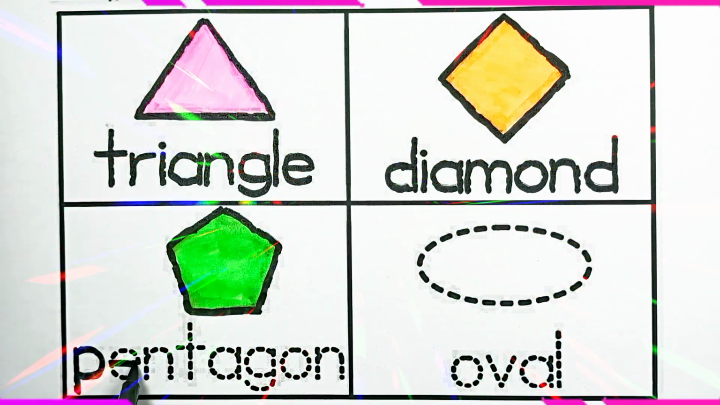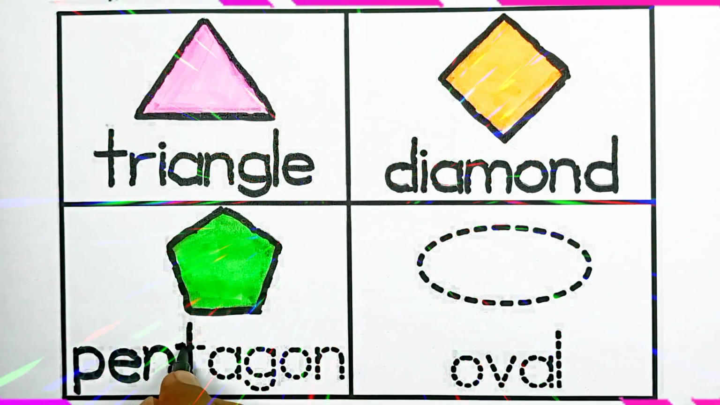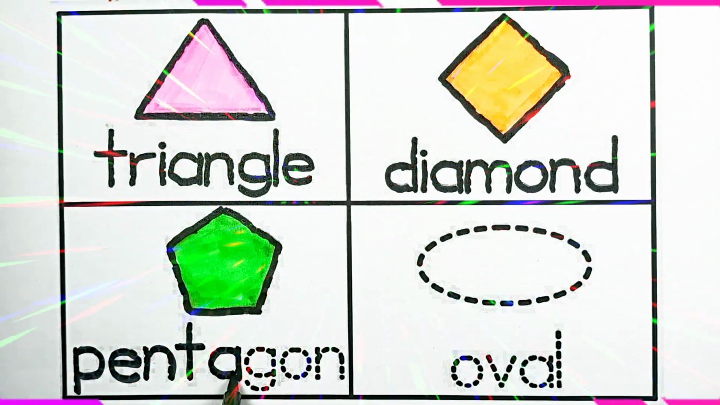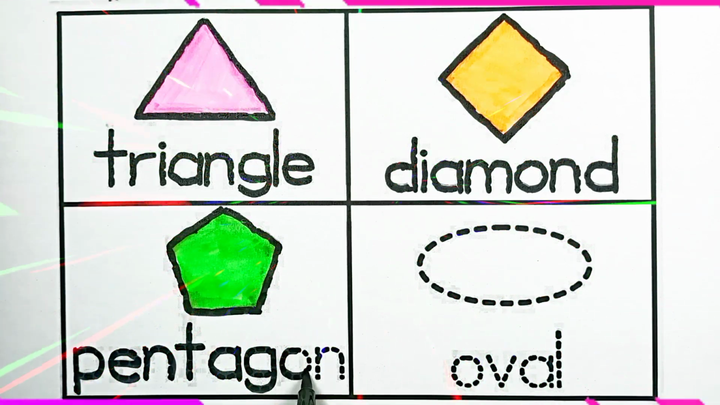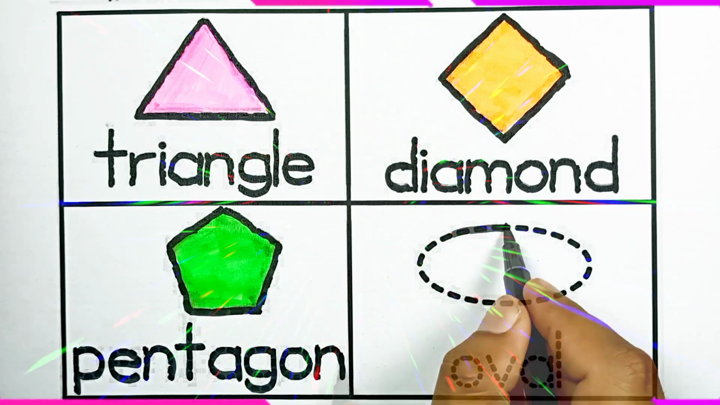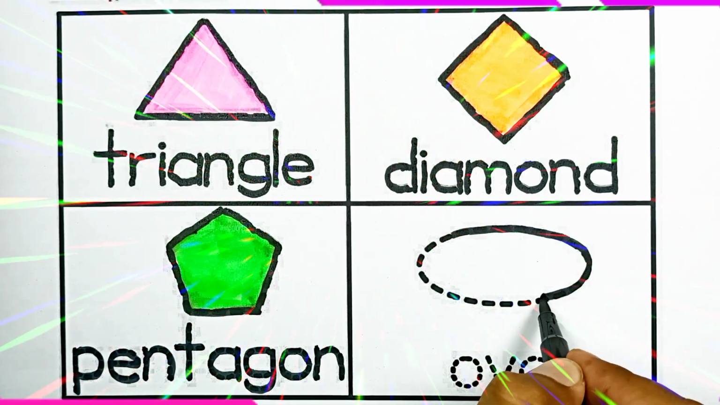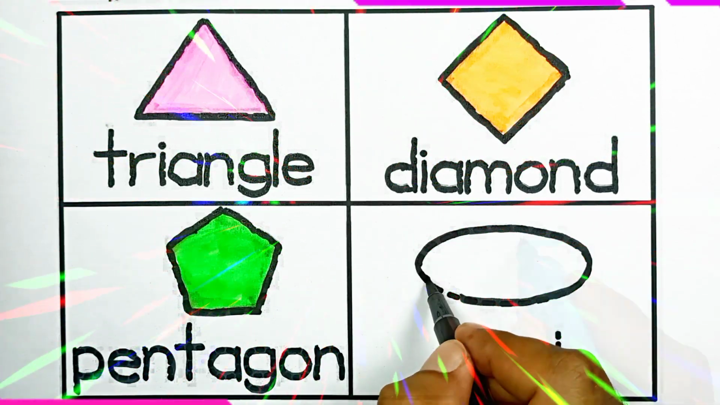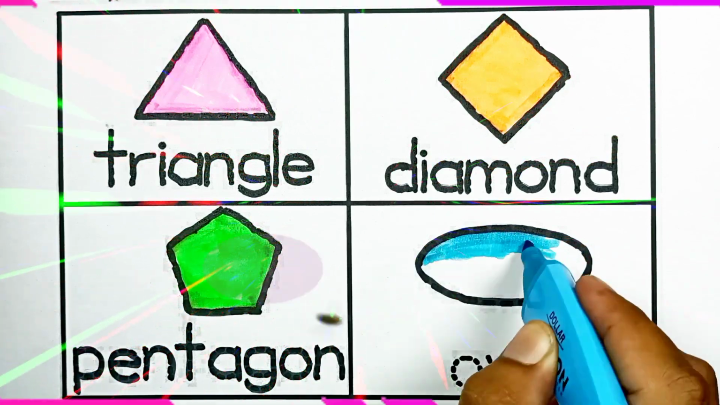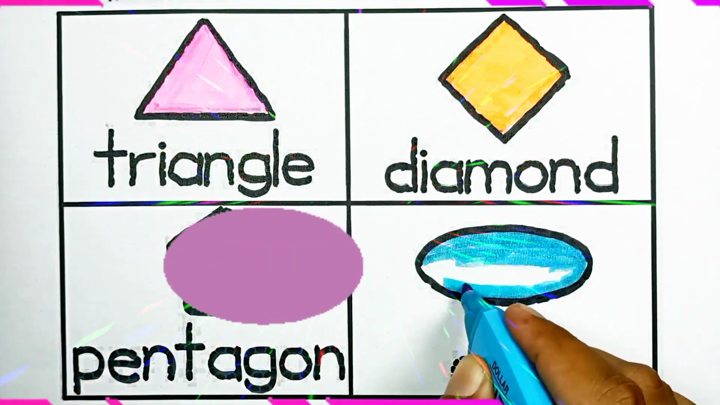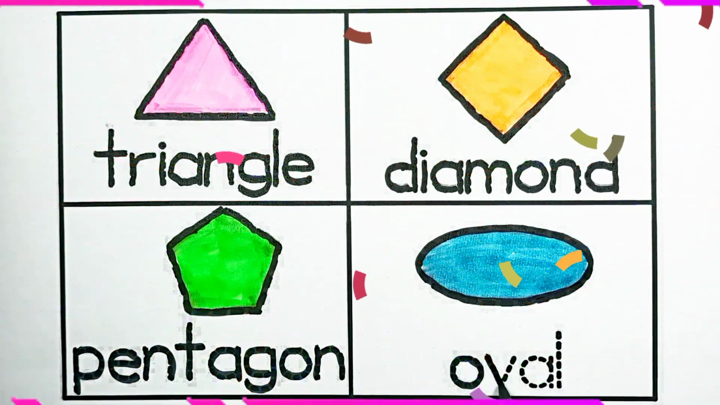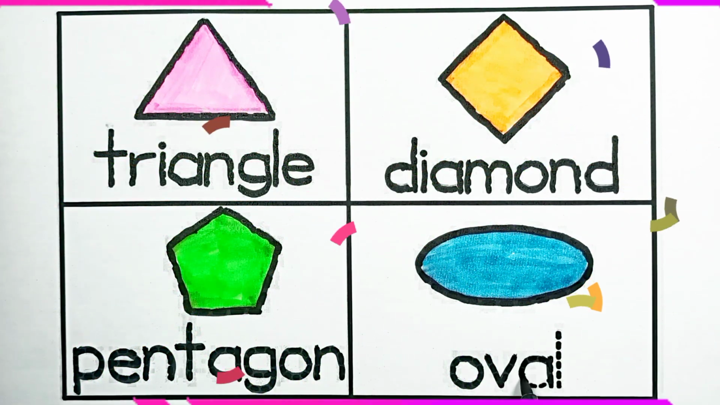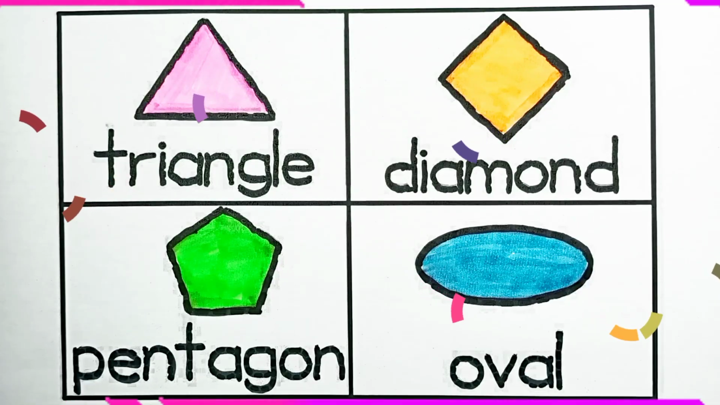P E N T A G O N. Pentagon. O for oval, tracing the oval. Blue color, coloring the oval shape. O V A L, oval.